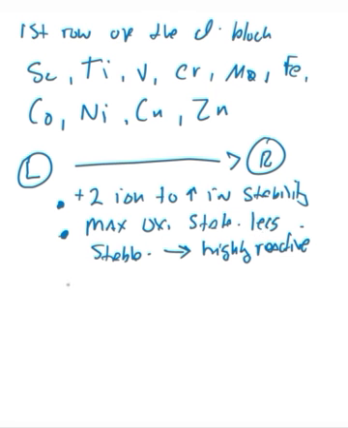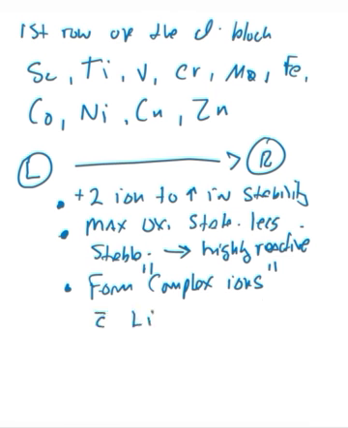In addition to that, as we move left to right, their tendency to form what are called complex ions, and I'll put that in parentheses because I'll be talking about it in detail, to form complex ions with something called a ligand. If you've never heard of that term, don't worry, because I'm going to talk about it in detail later on. But their ability to form complex ions with ligands increases.